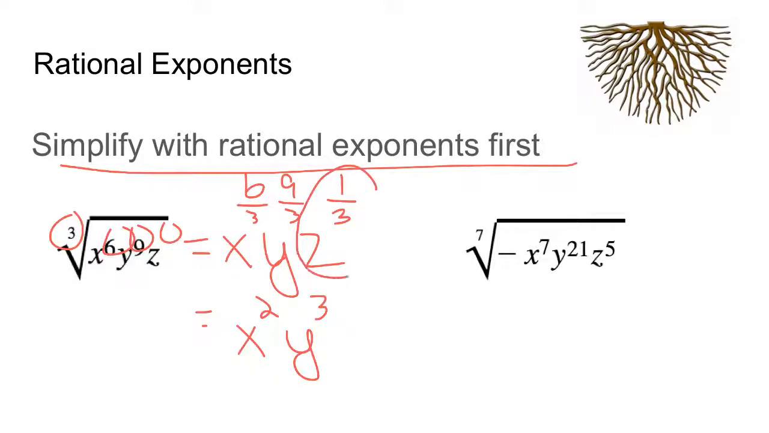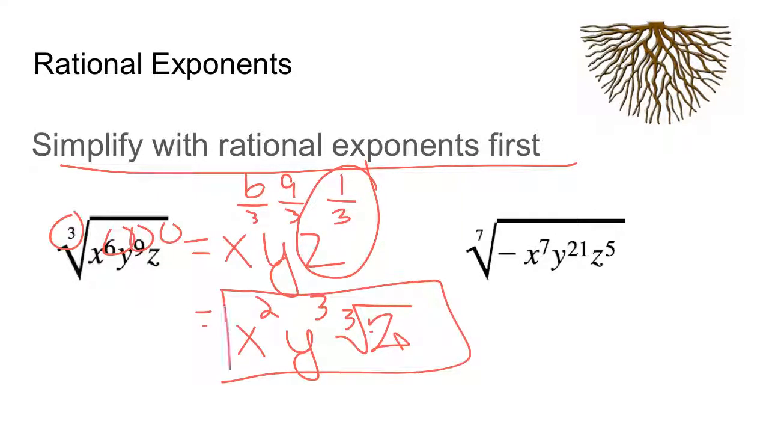Now, unfortunately, this does not simplify. So I'm going to keep it inside the radical. I'm going to do the third root of z. So z is stuck inside the radical, wasn't able to get out. So this is one way to simplify radicals.